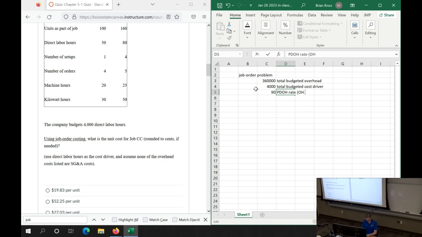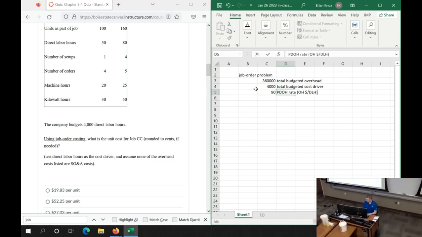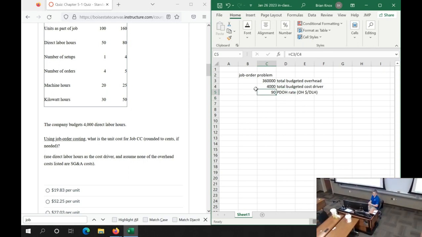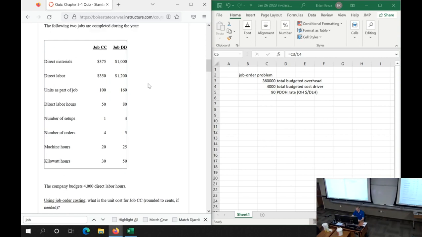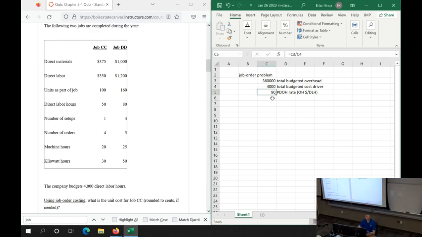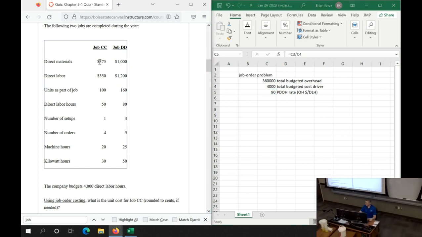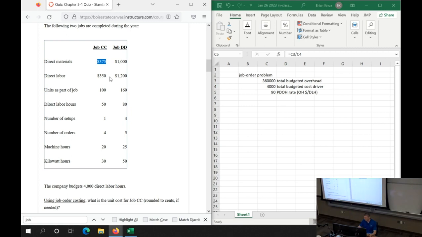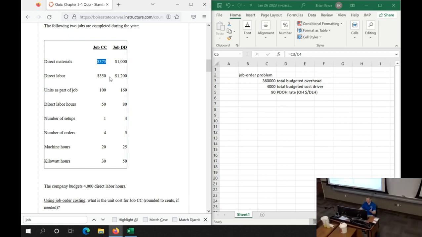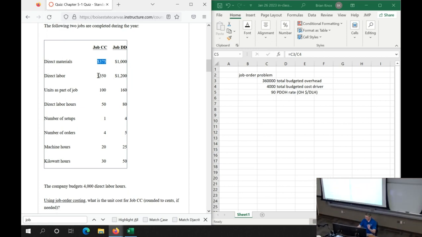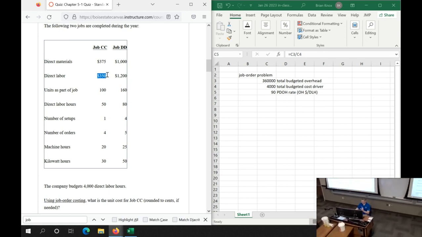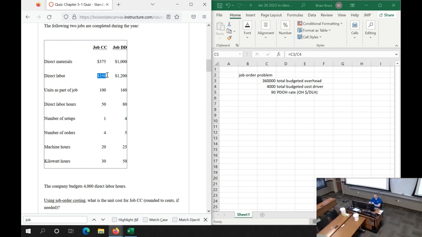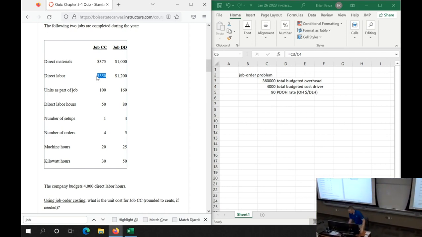This is overhead dollar per direct labor hour. That's what that's a rate for. So we're going to charge job CC based on the number of direct labor hours it consumes, $90 per hour for overhead. So job CC has certain costs that can be traced directly to it. $375 of material, metal or wood or machinery or whatever it is, that's directly traced to it. We tracked the time of direct workers, direct labor, and multiplied it by the rate that we're paying them. So $350 worth of direct labor wages belongs to job CC. And then we have 50 direct labor hours that they use.